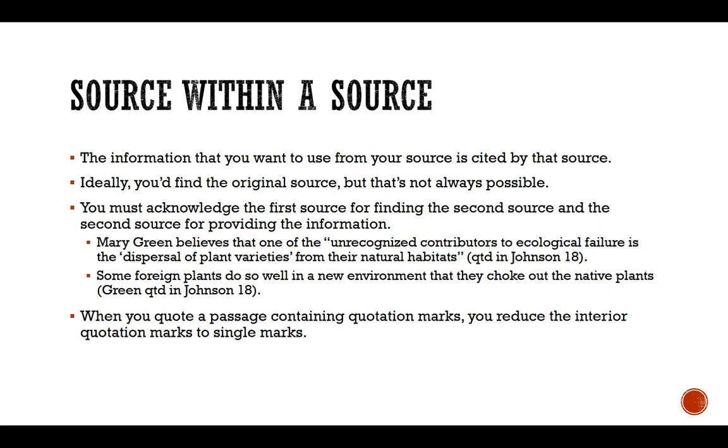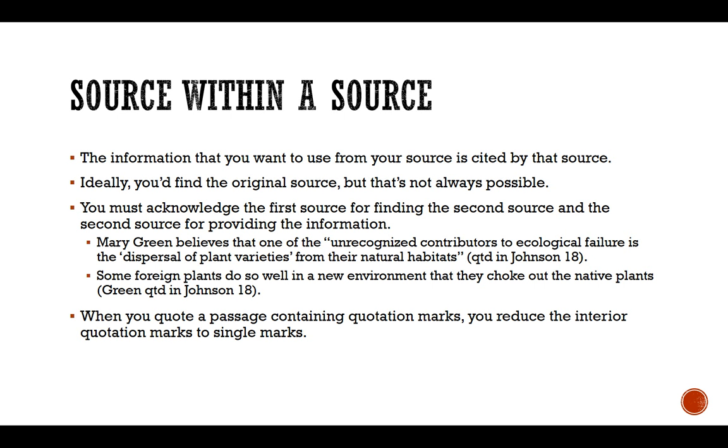So here's how you can indicate that you did find that in another source. Now remember, you do have to cite both of them. So you can't just cite Johnson because Johnson wasn't the one who said that. Mary Green was. But you also can't cite Mary Green because then we're going to look at your works cited and we're going to look for Green and she's not going to be there. So we have to know that we're going to need to look in Johnson to see Mary Green.